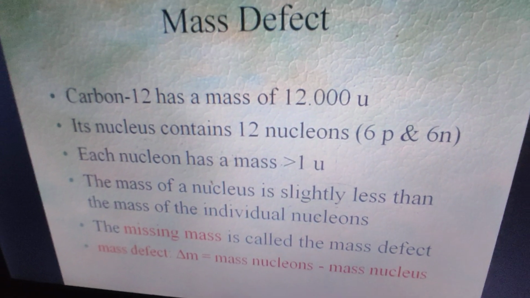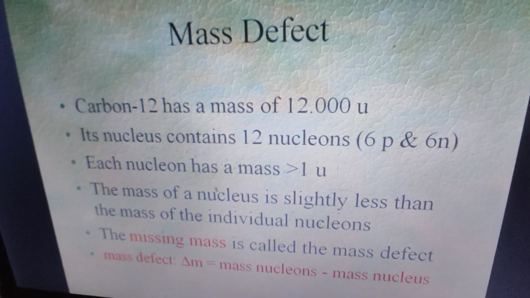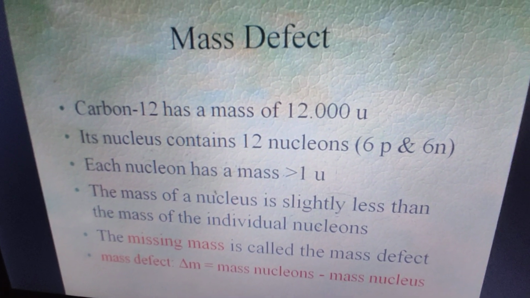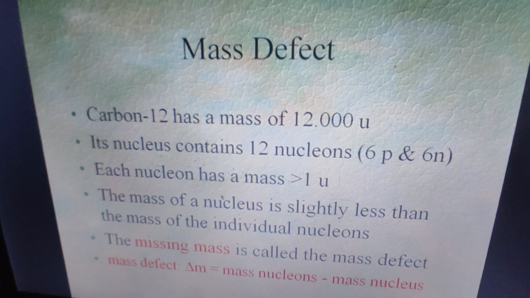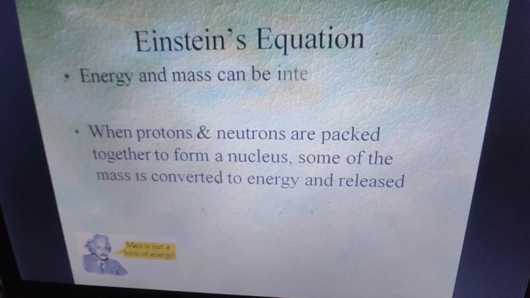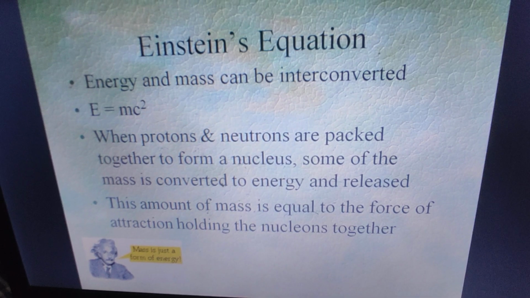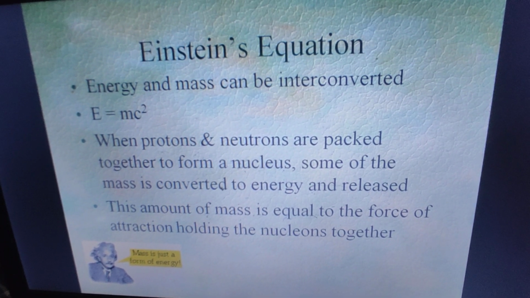So when you take the difference between the mass of the nucleons and the mass of the nucleus, you will get a slight difference in mass. What do we call that difference? Mass defect. In order to determine this, we are going to make use of Einstein's equation.